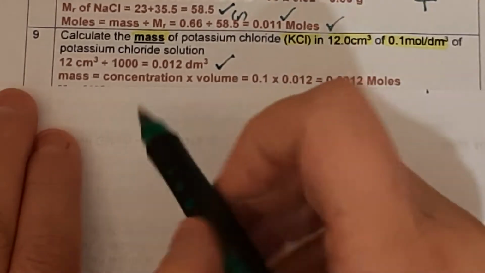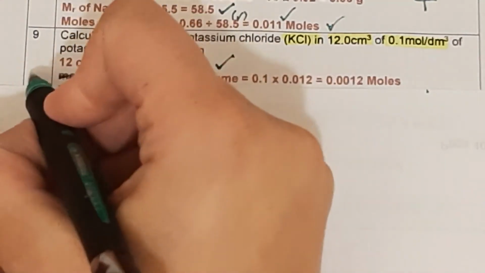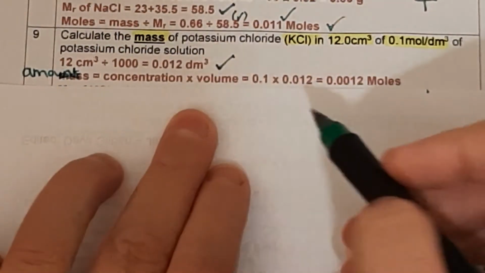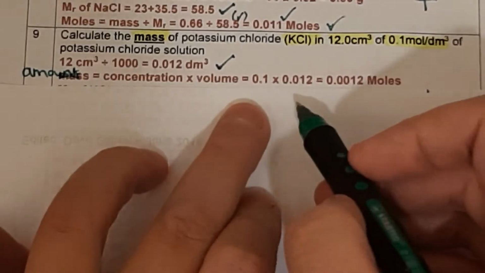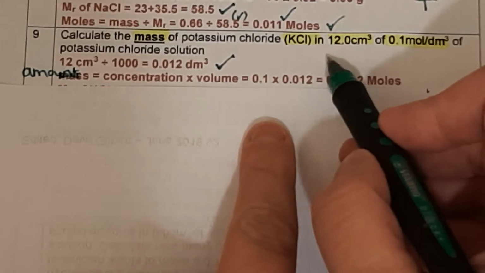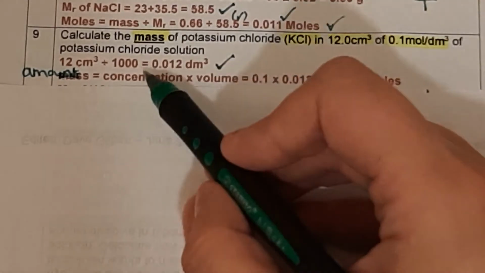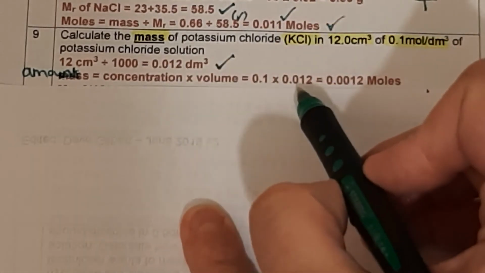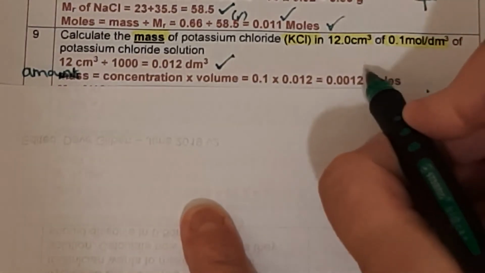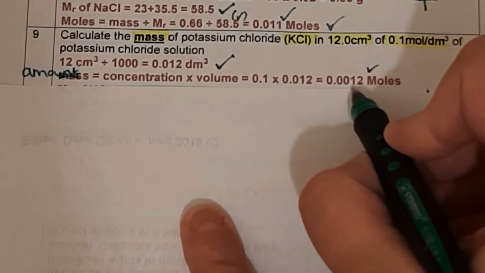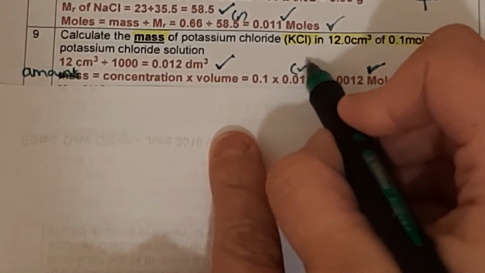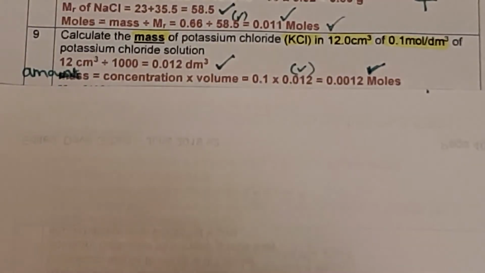Then mass is, well, actually it's not going to be mass at this point, it's actually amount. So the amount is going to be concentration multiplied by the volume, and that is 0.1, because it's moles per decameter cubed, that's the concentration, multiplied by 0.012 decameters cubed, is going to give us 0.0012 moles. So there are 2 zeros between the decimal place and the 12, and that's worth the second mark. There's another opportunity here to collect the first mark, because that shows you've done the calculation there.